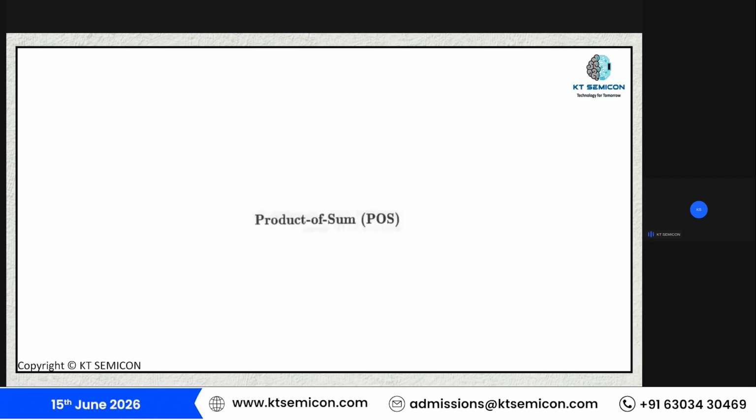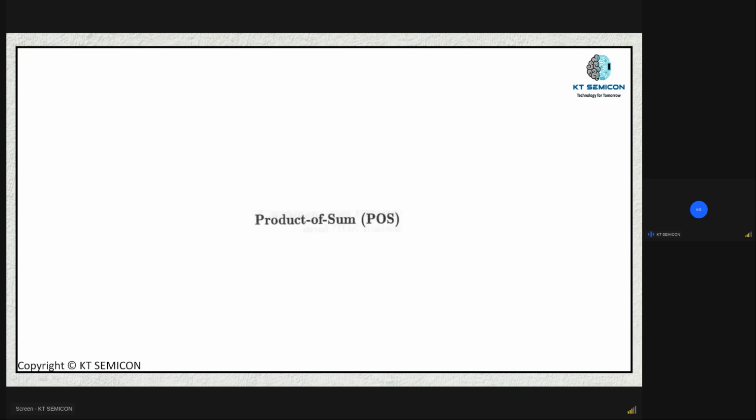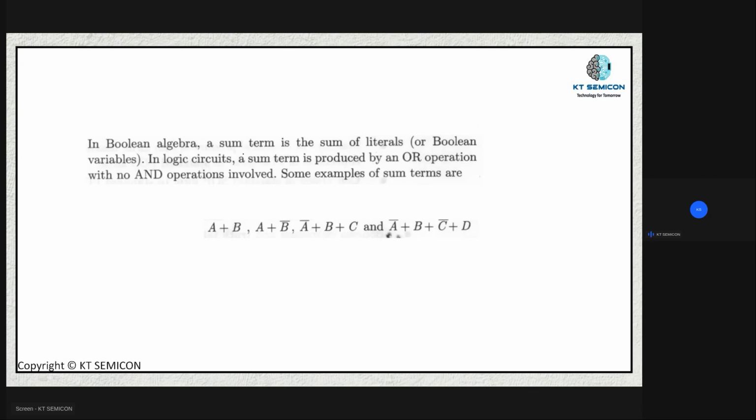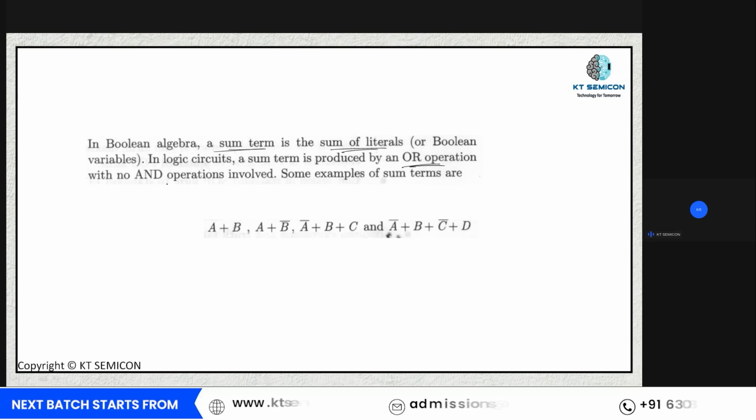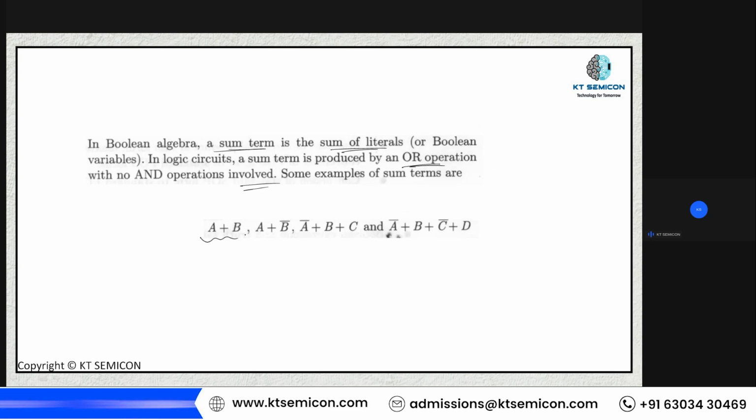Now, I have one more representation in digital electronics, that is the POS form of representation. What do you mean by POS form of representation? That is nothing but product of sums. In Boolean algebra, a sum term is nothing but a sum of literals. So if we are performing the OR operation between two variables, then it is my sum term. In logic circuits, a sum term is produced by an OR operation with no AND operation involved. For example, A plus B bar, A bar plus B plus C, and A bar plus B plus C bar plus D. These are all my sum terms.